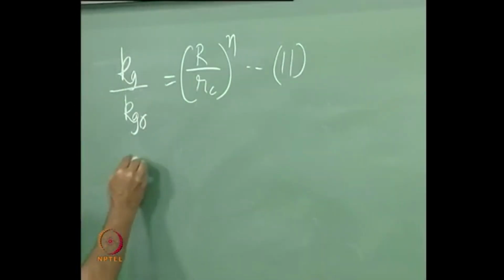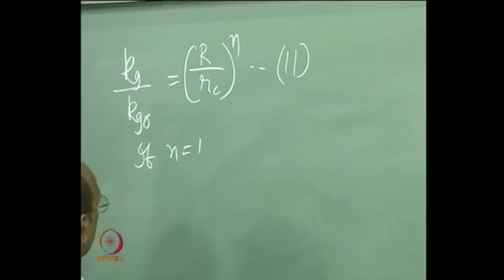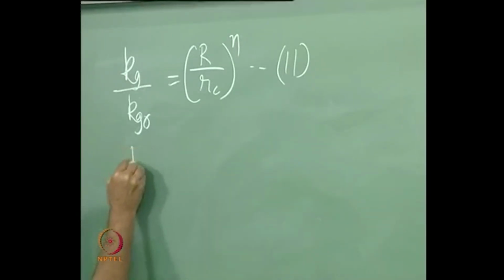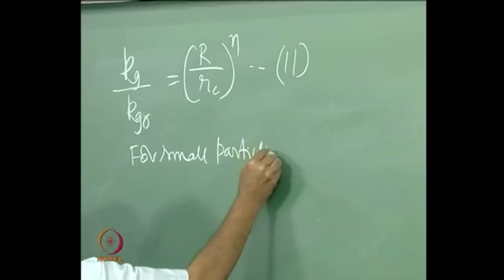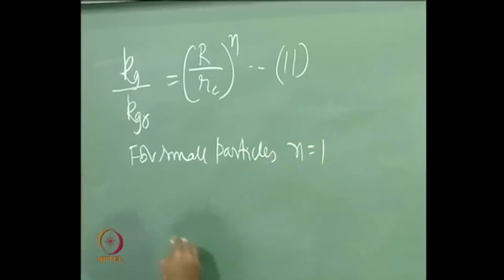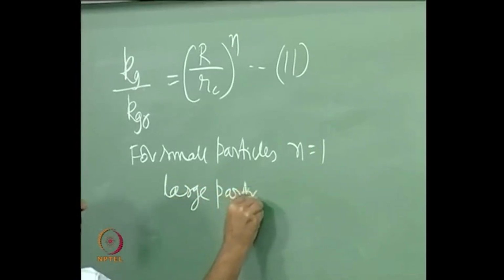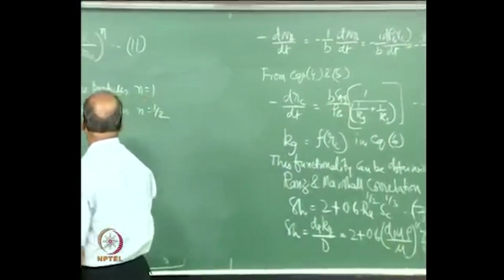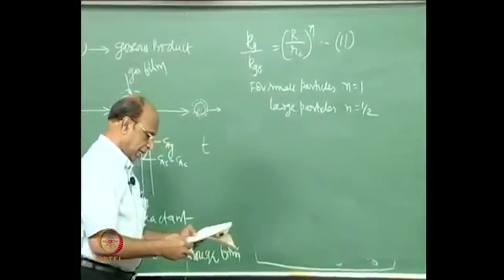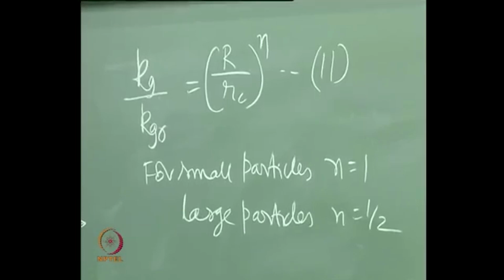and we have the two cases. If n equal to 1, no, the other way, for small particles n equal to 1, correct. For large particles n equal to half. So, I try to integrate this equation by substituting this, and then you will have both the cases. By substituting for n equal to half, you will have large particles and vice versa.